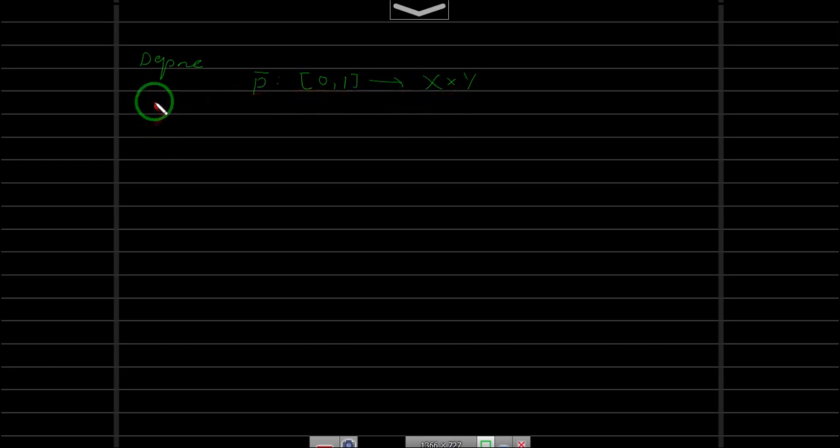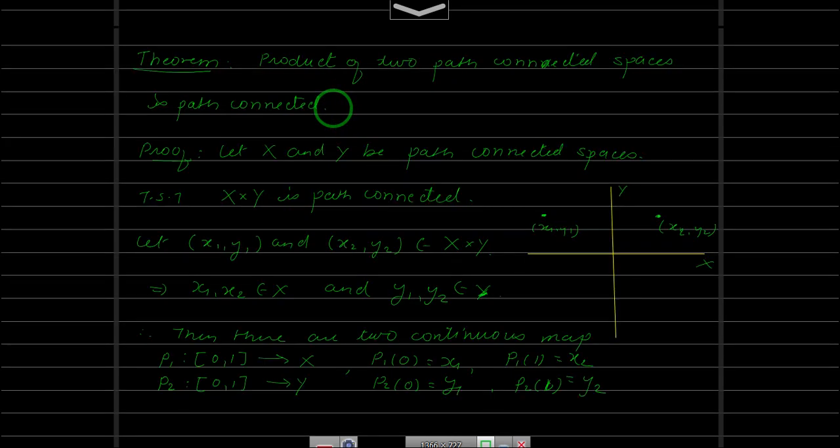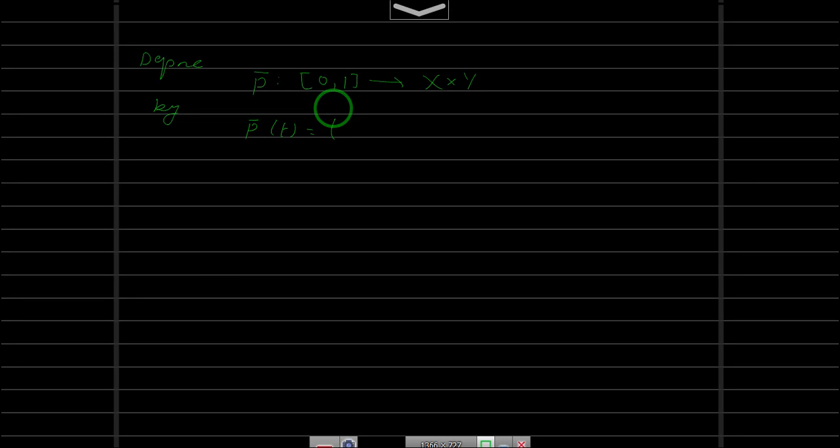Let us define p bar of t by taking the first component to be p1 of t, and the second component to be p2 of t. p1 of t is a function from 0,1 to x, p2 of t is a function from 0,1 to y, and we already know that both are continuous functions, right?